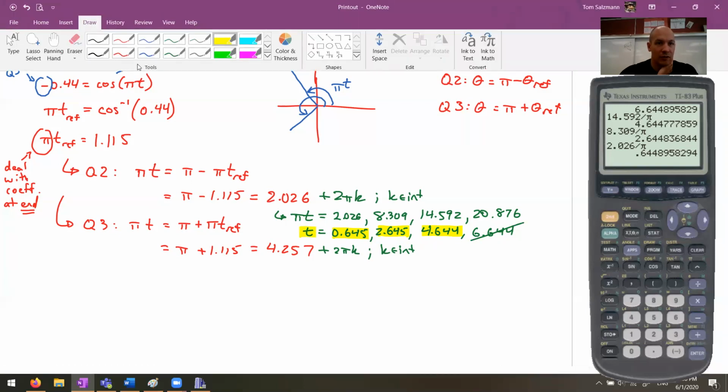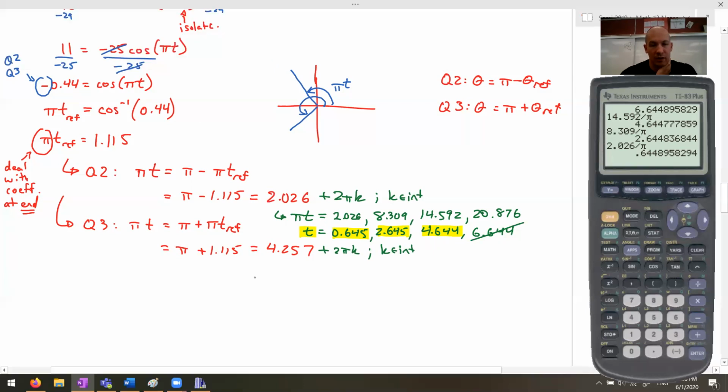Now we also have another set of solutions, which are the Quadrant 3 solutions. And what I'm going to do is make this a lot easier on myself. I'm going to write pi t equals 4.257 plus 2 pi k. And this is going to turn into t equals, and what's going to be a little easier is if I just divide this first number by pi.